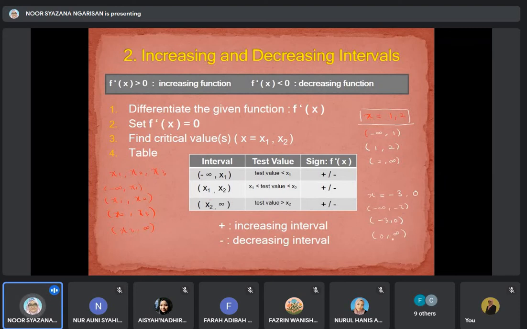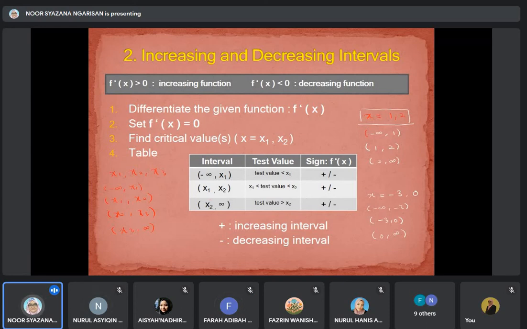Okay, what about the last interval? 0 to positive infinity. What are the test values that we can choose? 1. 1, 3. 2, 3 and so on. So okay. First column tadi dah faham macam mana nak buat. Second column pun nak faham macam mana nak pilih. Faham? Okay. Faham, madam. Alright. Faham. Awak pilih sendiri tau.